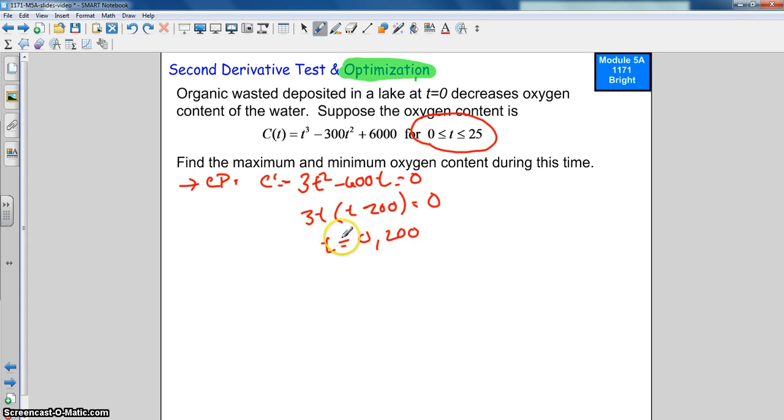Okay, great. But look at the domain. Our domain only goes up to 25, so this other critical point we can't use. And also at 0, well, that's one of our endpoints. So we could go ahead and do the second derivative, but I think it would be best if we just went ahead and determined this by the first derivative test, especially because we have to do the first derivative test anyway for the endpoints. Well, we have to go through the first derivative process. So let's go ahead and make a sign chart.